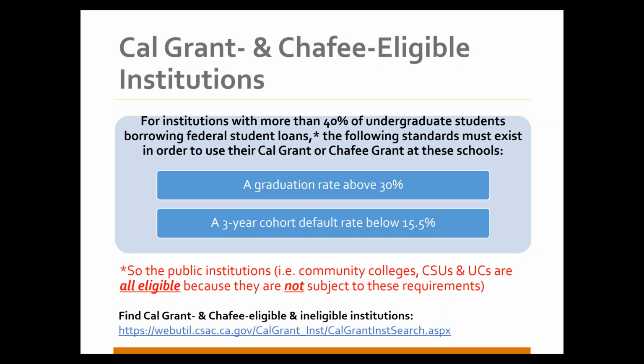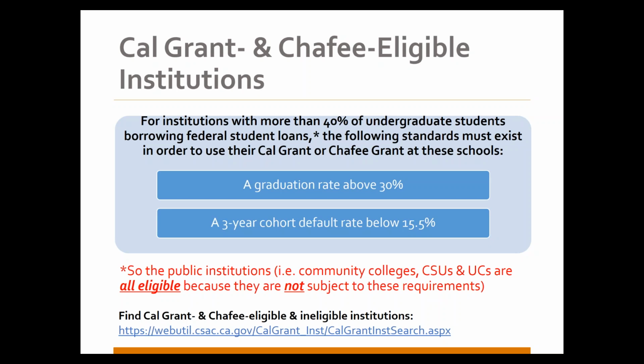But for the non-public schools, the private schools, the vocational, for-profits, and those types of schools, they have to have a graduation rate above 30%, and they have to have a 3-year cohort default rate below 15.5%. And that's just the rate at which students are defaulting on their federal loans. So the idea is that obviously we don't want students going to schools where they aren't going to graduate, or where they are going to get into debt and can't pay that debt back.